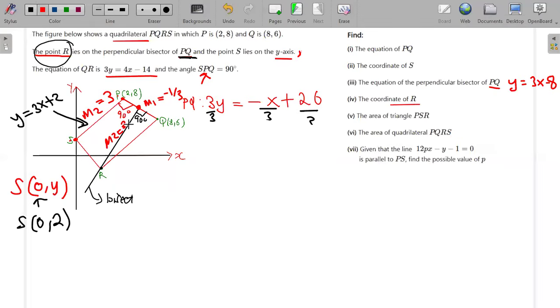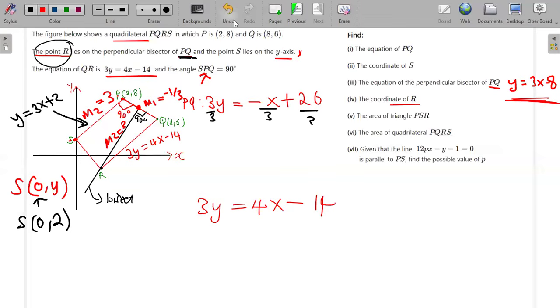Okay, so now the other question is to find the coordinates of R. So R has this perpendicular bisector, and then it has this equation, the QR. Remember the QR was given as 3y equals 4x minus 14. This was the equation of this. And then we've also found the equation of this bisector, which is this. So to find the coordinates of R, we just solve this equation for the bisector and this one for QR simultaneously. This one says y equals 3x minus 8, and this one has 3y equals 4x minus 14.